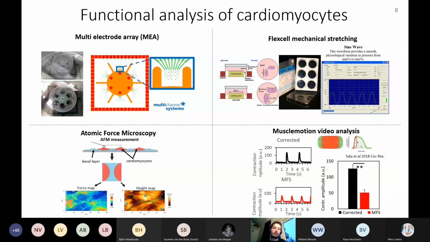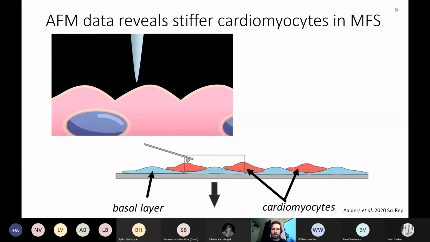Then another tool that we used was the flex cell mechanical stretching tool. This is a flexible membrane on top of which you can culture cells, and by using a vacuum, you can stretch these cells. In our case, we can then mimic the hemodynamic stretch that is normally posed on the heart. For the 2 other techniques, I will go a little bit more in detail.